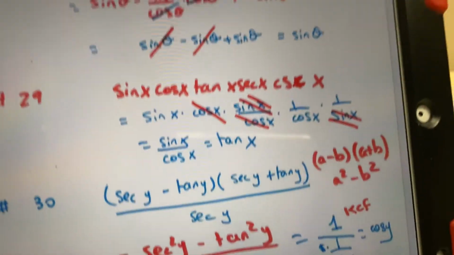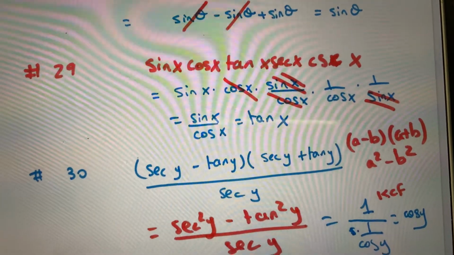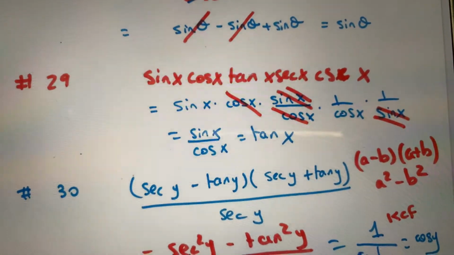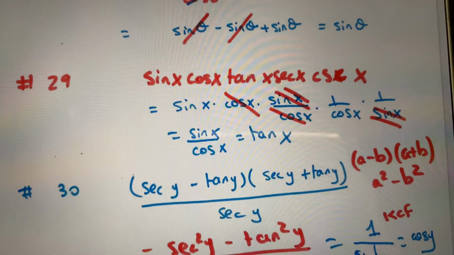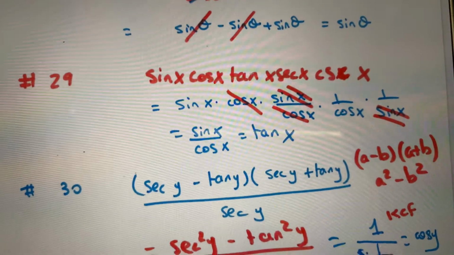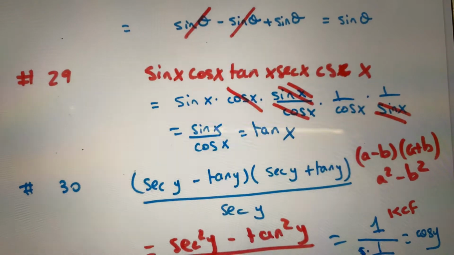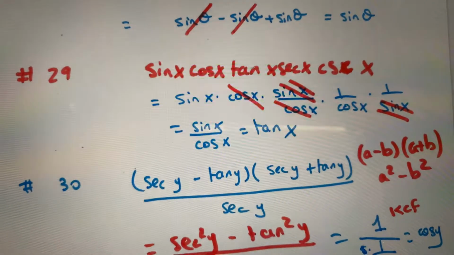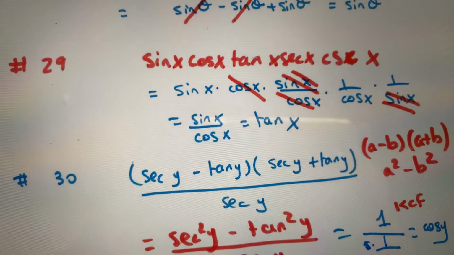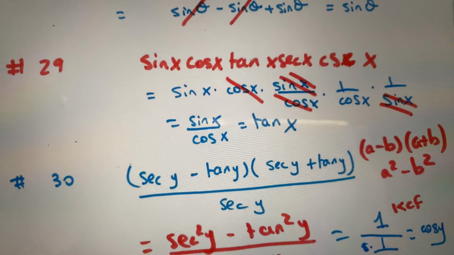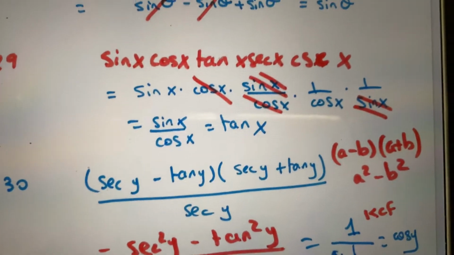Number 29. It looks a little messy, but if you just substitute, anytime you see tan, secant, cotan, so not what we call basic trig functions. The basic ones, the building blocks, are the sine and cosine, and everything else is built from sine and cosine. So sine multiplied by cosine and multiplied by, instead of tan, I put sine over cosine. Instead of secant, I put 1 over cosine. And instead of cosecant, I put 1 over sine.